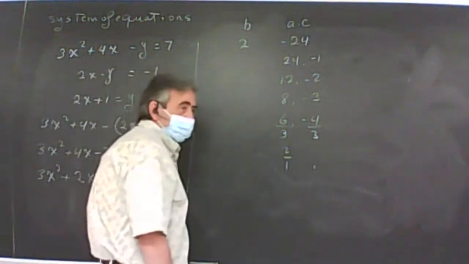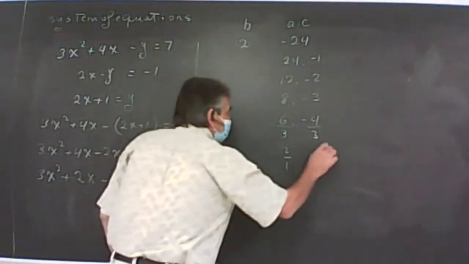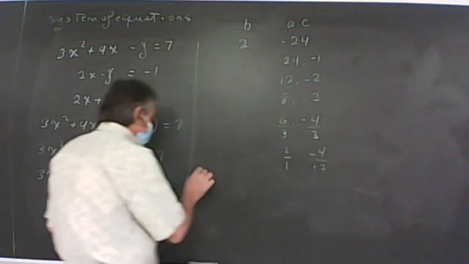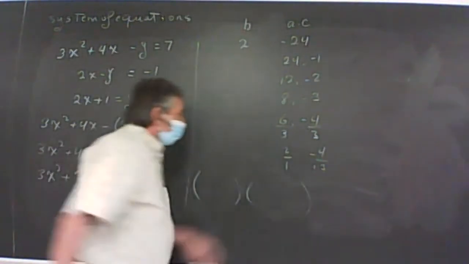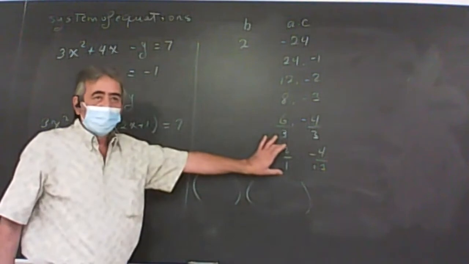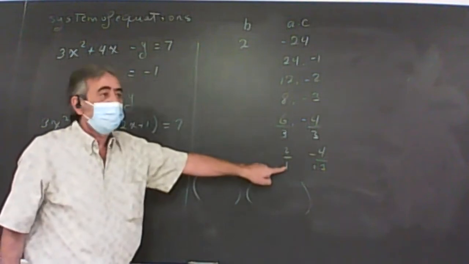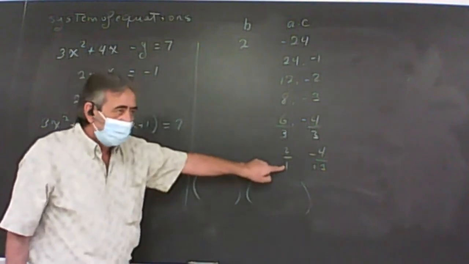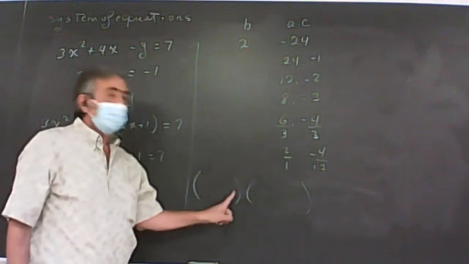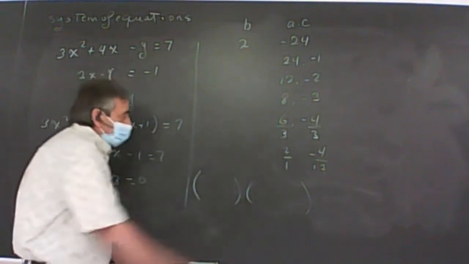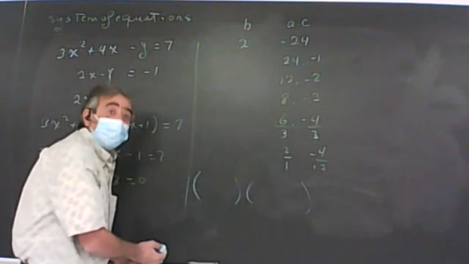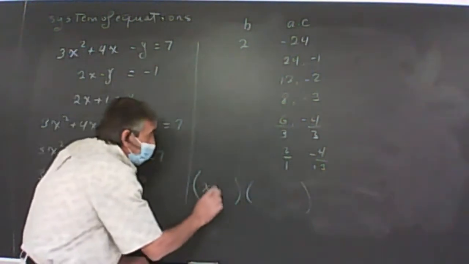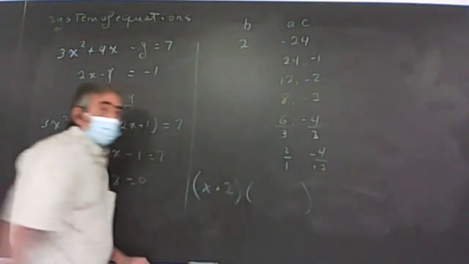Okay, to write your factors. And the second one, negative 4 over 3. Here we go. From the first one, that goes with X. That number goes with X. That number is a constant. So how many X do I have? 1 X. So that's X plus 2.